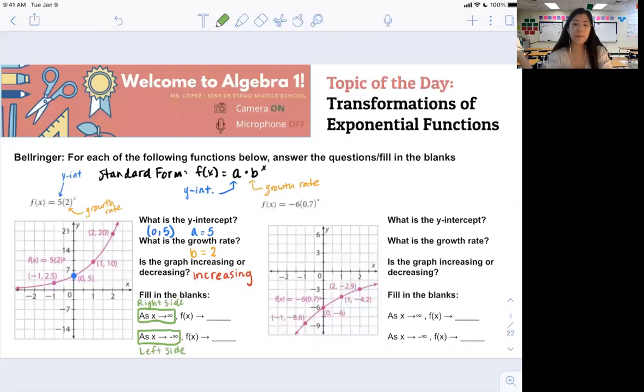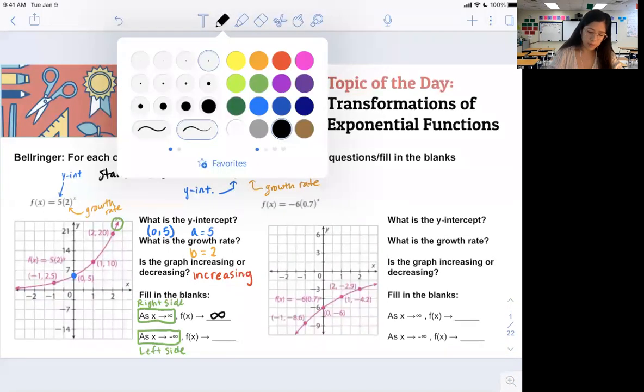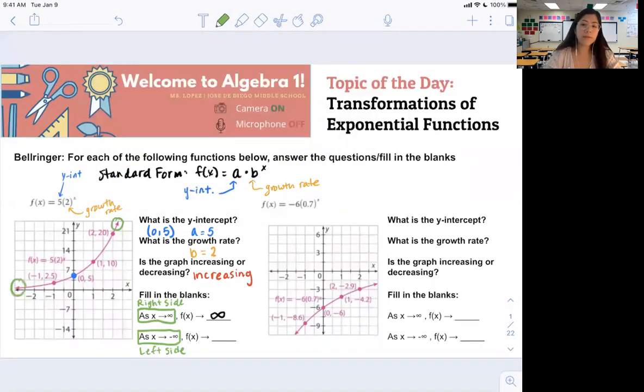So on the right side of my graph, what is happening to f of x? Where is it going? Up. It's going up. So what do we write? Infinity, yeah. F of x is approaching positive infinity because it's going up, up, up, up towards infinity. Now on the other side, on the left side of the graph, where is f of x going? To 0. Good, to 0.